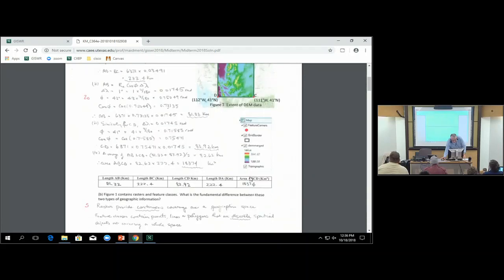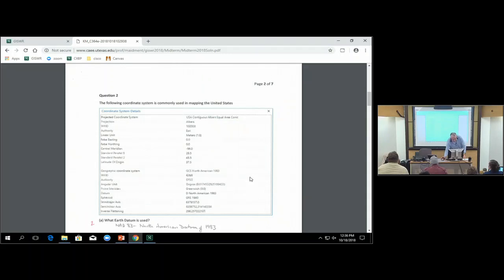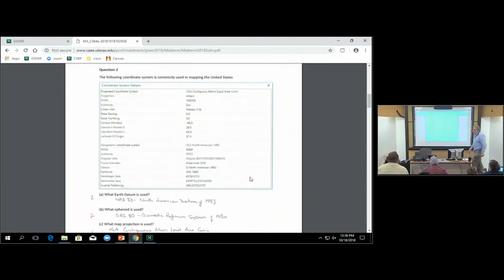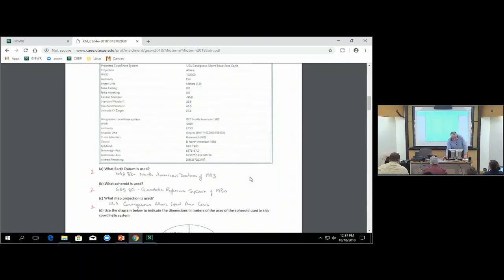Okay, so question number 2. You're given the coordinates of this particular coordinate system, the projection parameters, and asked to specify some things about it. Firstly, what Earth datum is used, the North American datum of 1983. I think pretty much everyone got that. It's specified here, North American datum of 83.